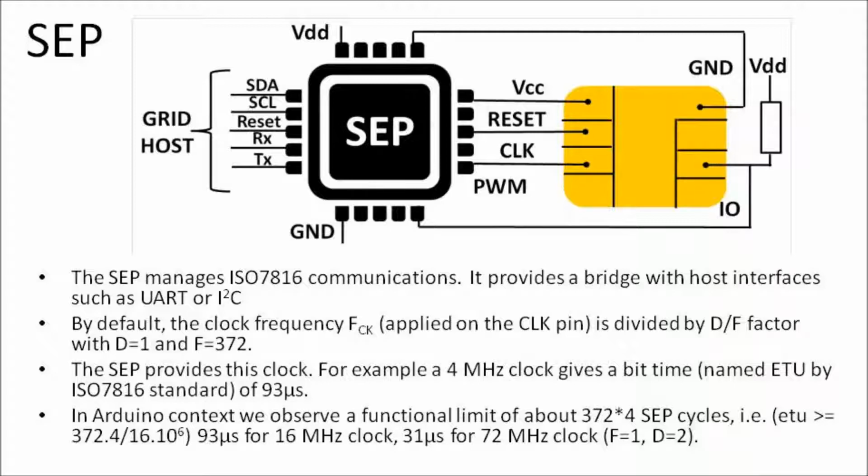In Arduino context, we observe a functional limit of about 4 times 372 cycles, that's to say 93 microseconds for 16 MHz clock, and 31 microseconds for 72 MHz clock with F equal to 1 and D equal to 2.